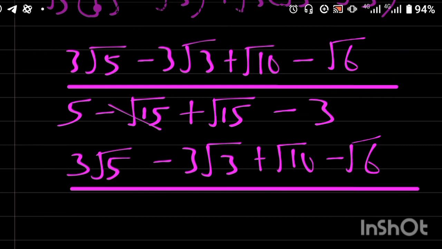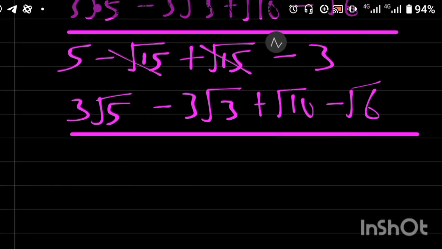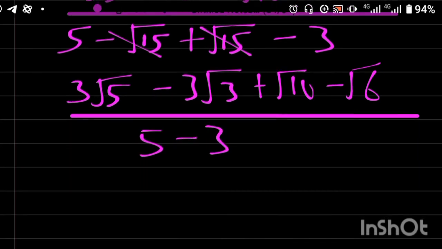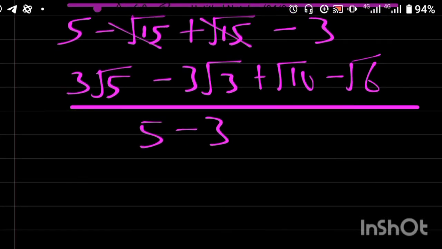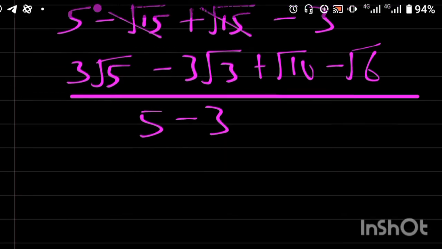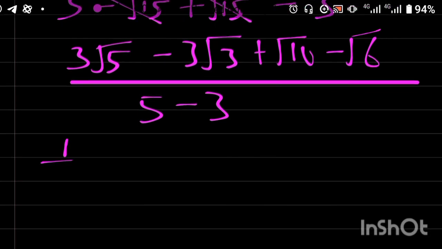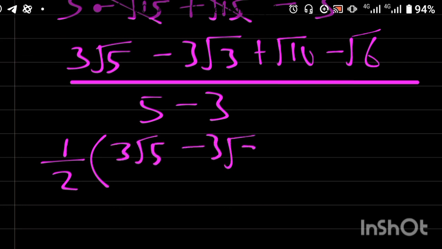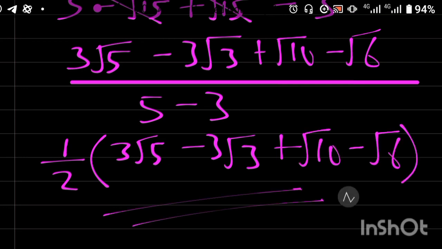minus root 15 at the denominator level plus root 15 will cancel. Therefore, I'm left with 5 minus 3. The numerator level, can it be simplified further? No, it cannot be simplified further. So I have 1 over 2 into bracket 3 root 5 minus 3 root 3 plus root 10 minus root 6. That is my answer.